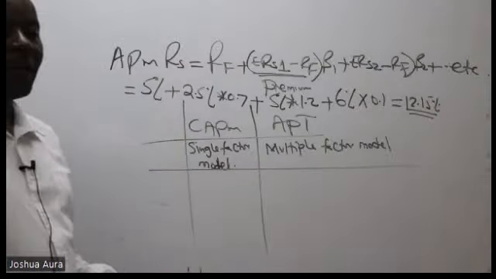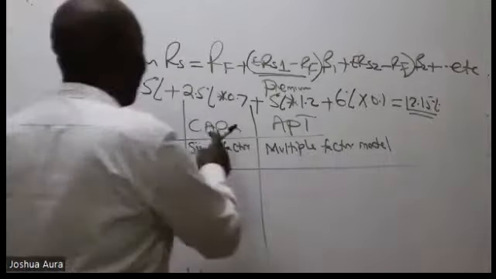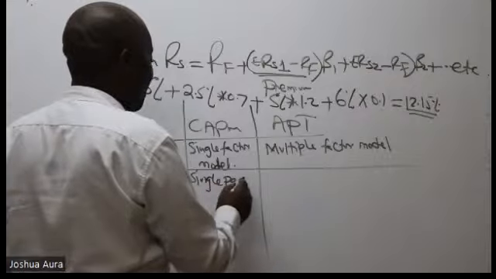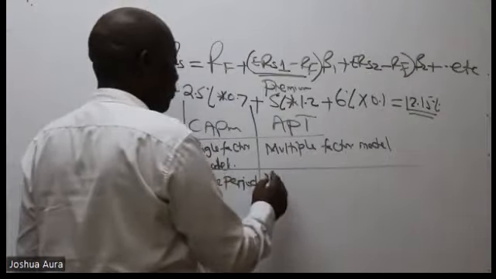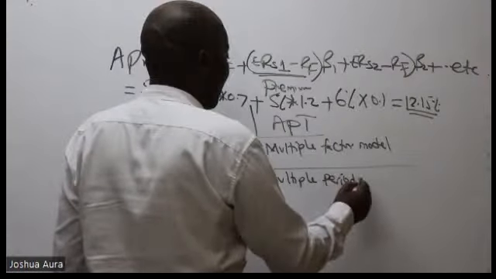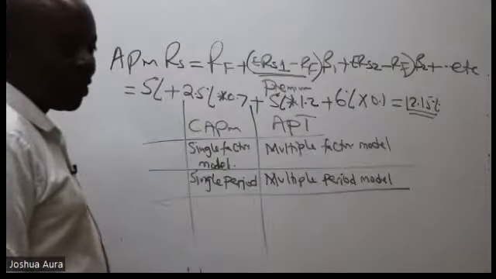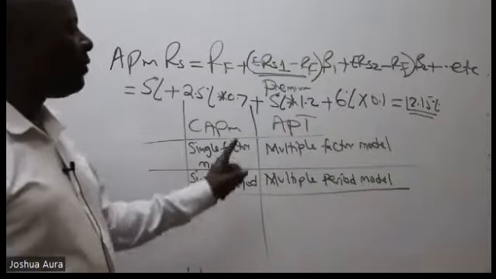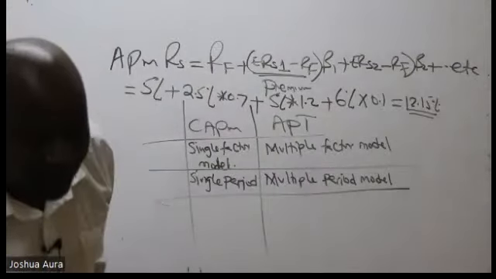Go to the second one. Is there anybody who can? I remember always simple ones. So we have here CAPM, ladies and gentlemen, is a single period model. This one here is a multiple period model. Now all the other points should be able to come from you. Remember, CAPM is 5% per annum, but for APT, returns of even 3-4 years can be given. So multiple period model.